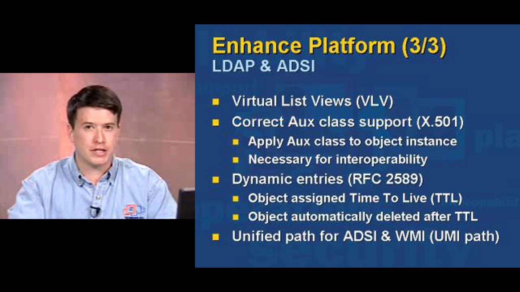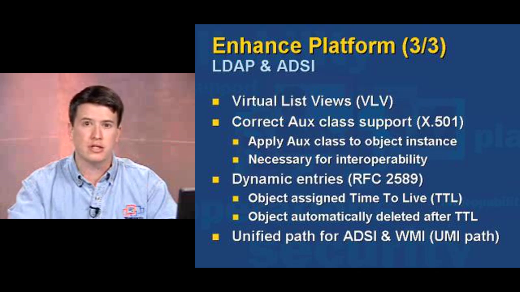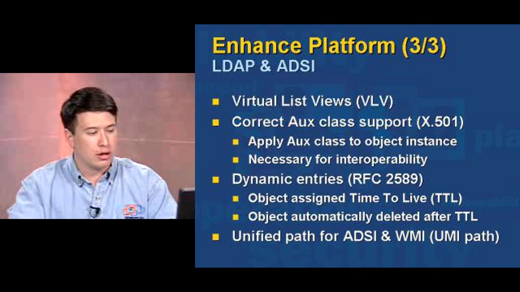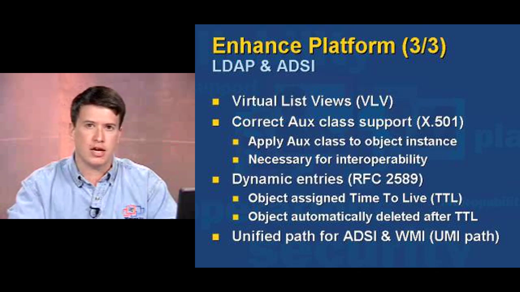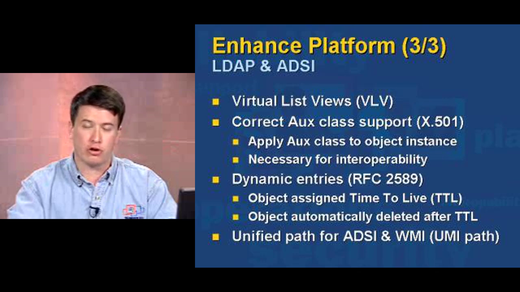We're also fixing our aux class support. Windows 2000 Active Directory does not implement aux class per the X501 specification. Specifically, X501 says that you can associate an aux class with a particular instance of an object instead of associating it with the schema definition of an object. So we're fixing that support for Whistler. And it's necessary mainly for interoperability. We found some applications that expect to be able to do the aux class feature the way that it's specified in X501.